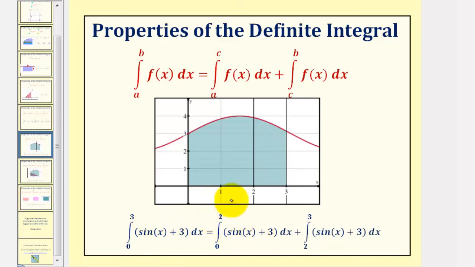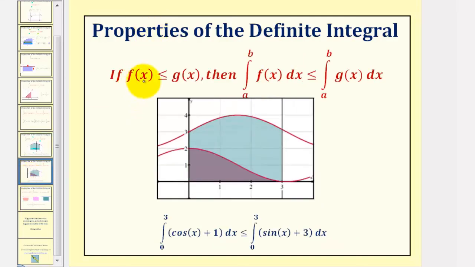If we select, let's say, 2, if we integrate from 0 to 2, which would be this integral here, and then we add this integral where we integrate from 2 to 3, from here to here, the result would be the same as integrating from 0 to 3. Notice in this case, 2 is the value of c given in this property. In this case, 2 is in the closed interval from 0 to 3, but this property is still true even if c is not in the closed interval from a to b.